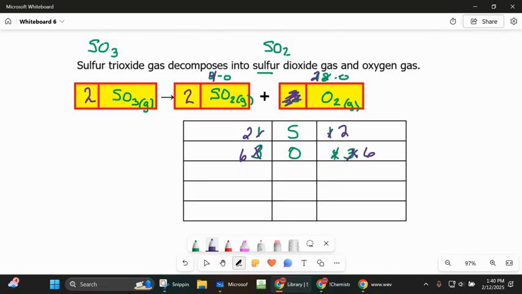Aqueous means dissolved in water. In this case, I didn't tell you. Normally, in the problem, it would say aqueous, but I would tell you. Okay? I would tell you. I'll also show you later on how we know the type of reaction.